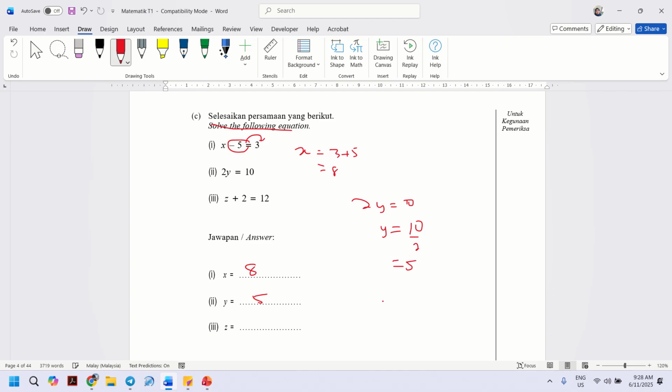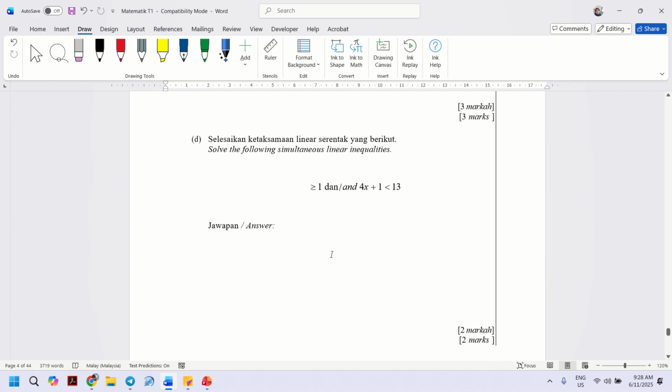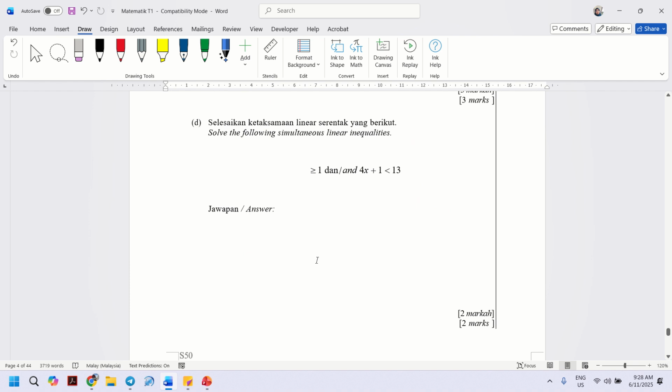Okay, so z plus 2 equals 12. So what is the value of z? Without calculation, you can just give the answer, but this is how you calculate it. 12 minus 2. The plus 2, you move to the right side, and it will become minus. And the last one.